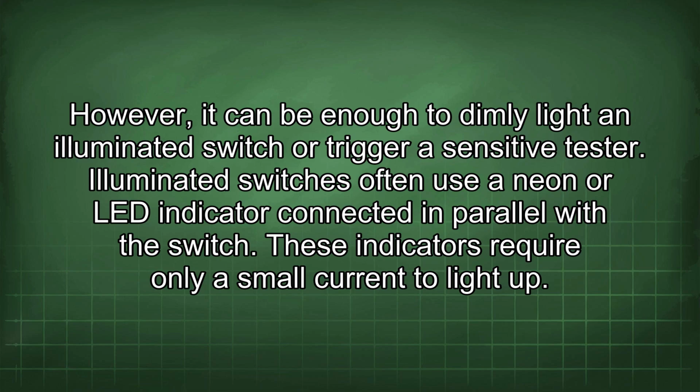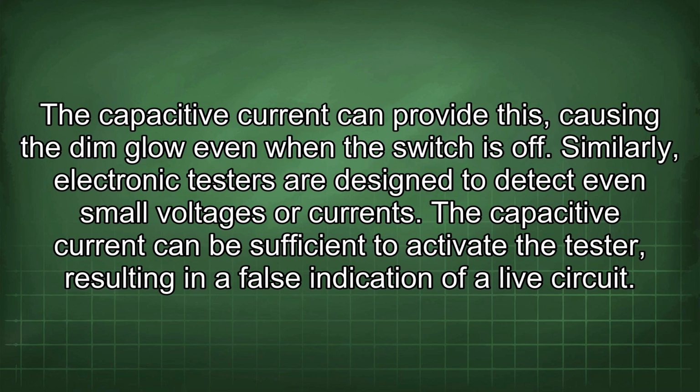Illuminated switches often use a neon or LED indicator connected in parallel with the switch. These indicators require only a small current to light up. The capacitive current can provide this, causing the dim glow even when the switch is off. Similarly, electronic testers are designed to detect even small voltages or currents. The capacitive current can be sufficient to activate the tester, resulting in a false indication of a live circuit.